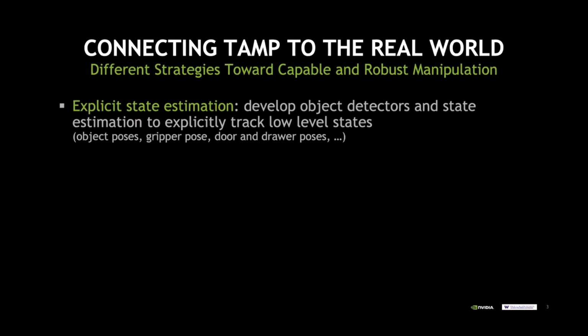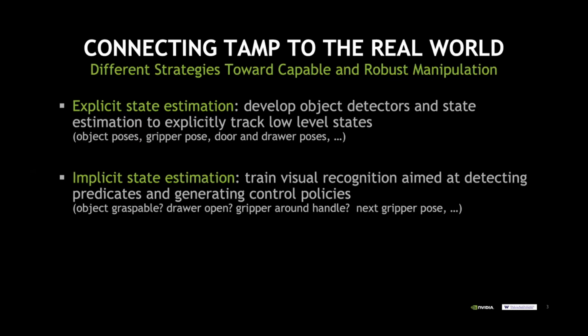The second line of work was then trying to not focus so much on this explicit state estimation, meaning that, well, maybe we don't even need to ever estimate the 6D pose of an object in order to manipulate it. So this brings up the line of work that I might call implicit state estimation, where we're training visual recognition systems with supervision coming from task and motion planning systems, such that they solely focus on detecting the kind of logical predicates that a task and motion planning system actually cares about, because it doesn't care about the 6D pose possibly, right?